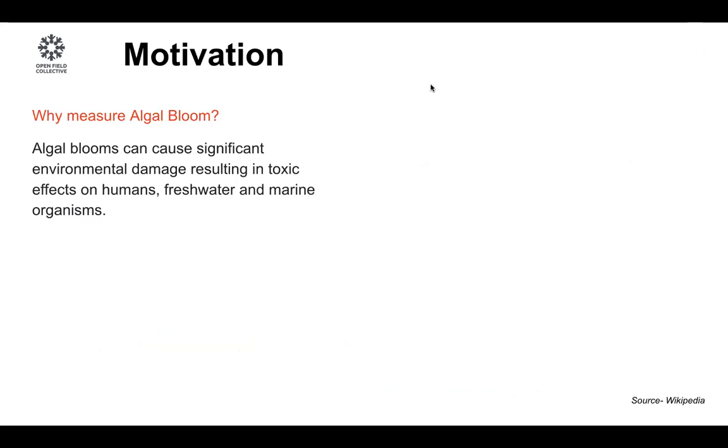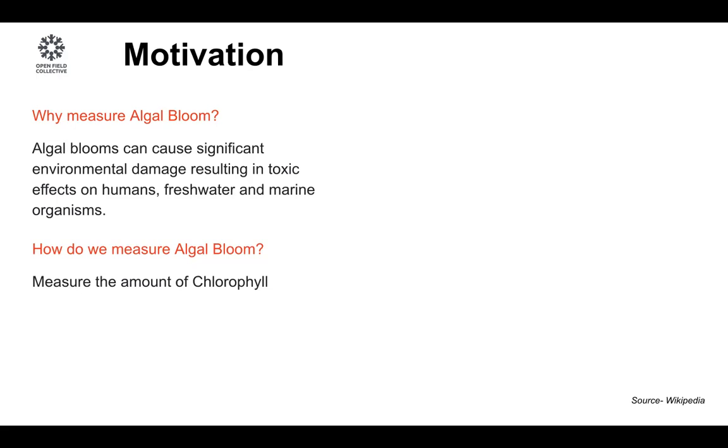So, what is algal bloom and why do we want to measure it? And what happens when bloom happens? Algal bloom causes significant environmental damage. It can result in toxic effects on humans. If you have it in a water body, it can create imbalance in the ecosystem, whether it is a freshwater ecosystem or marine ecosystem. We all know that. But how do you measure bloom?